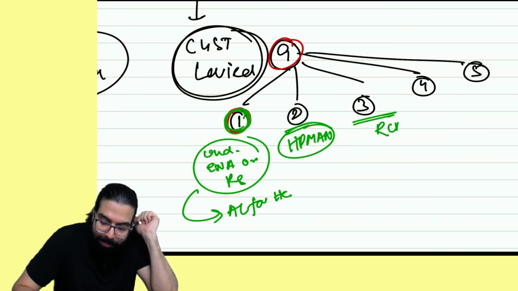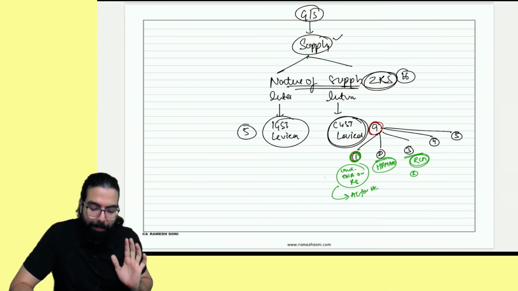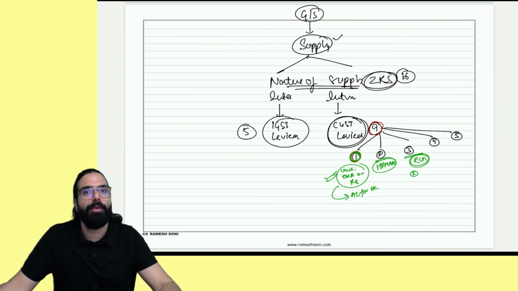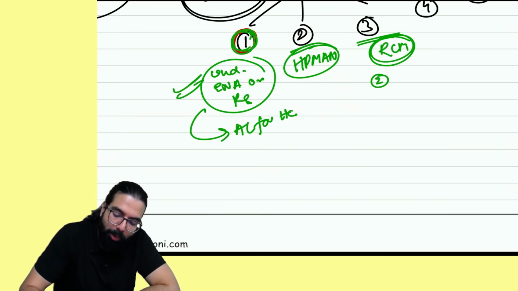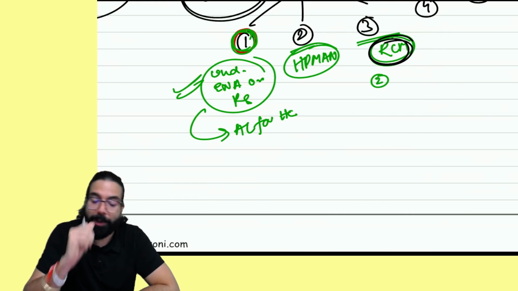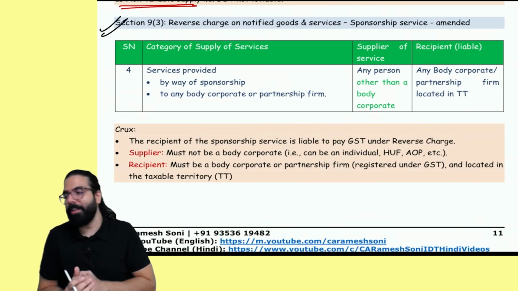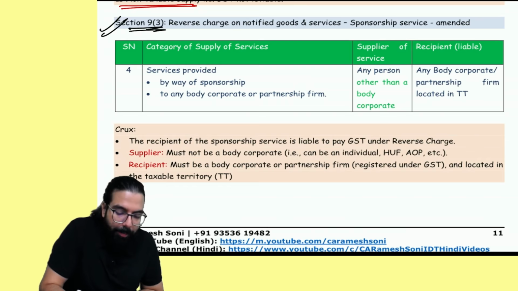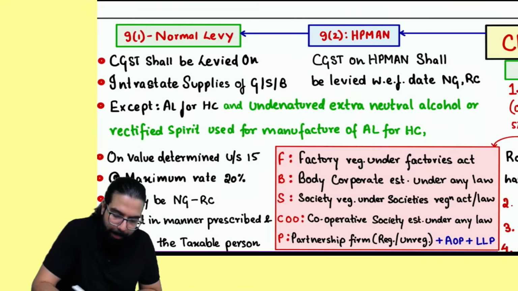9(3) told about RCM. In RCM, two entries में amendments are there. But first, tell me everyone, is section number 9(1) clear to all of you? Now, section number 9(3) में RCM में two entries have got amended. Everyone over here. Section number 9(3) told about reverse charge or notified. People, number one, I've gone ahead and made the amendment over here.